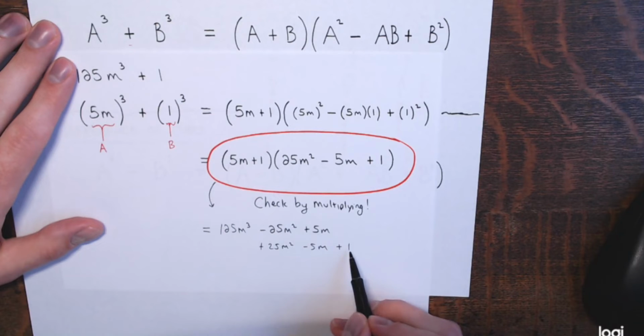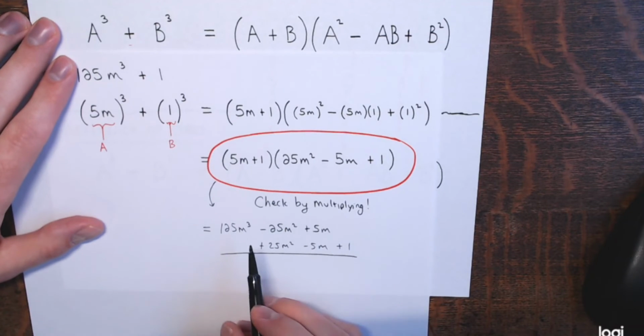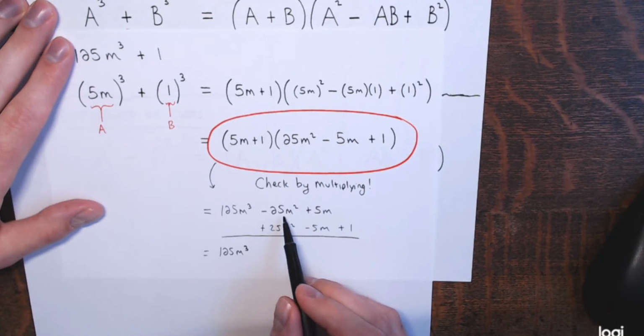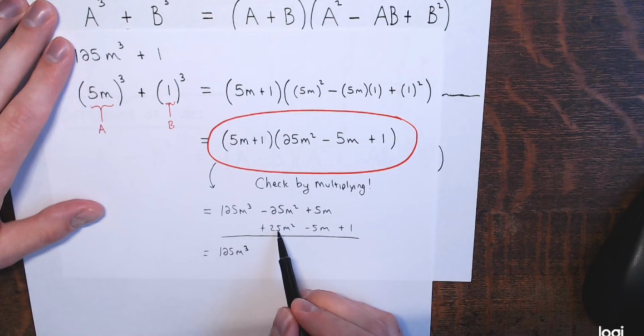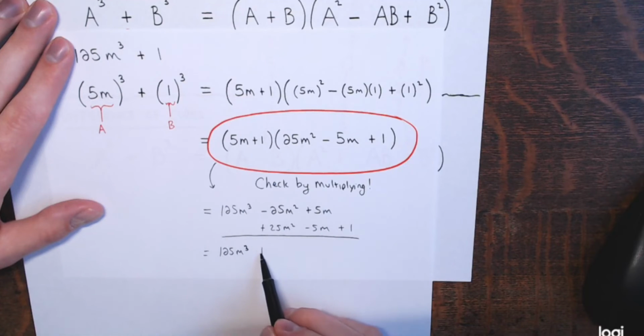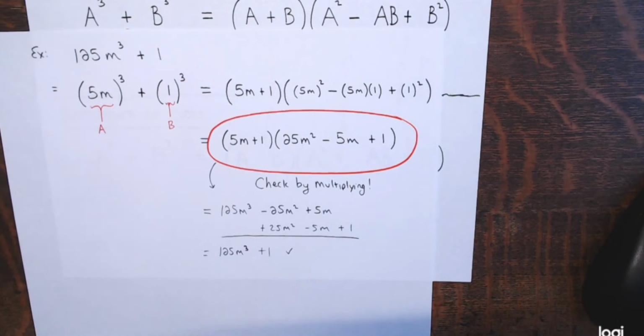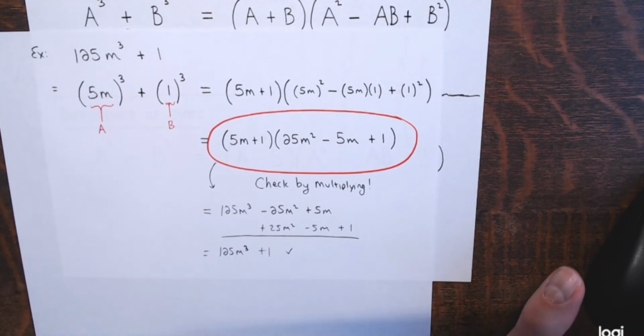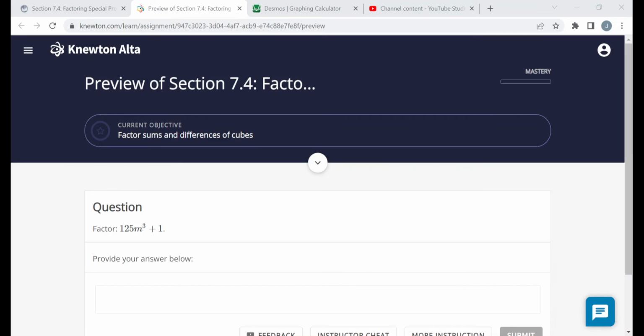And then combine like terms, we get 125m cubed. And then you see that the m squared terms cancel. Negative 25 plus 25, that's 0. And then same thing with the m to the first terms. 5m minus 5m is 0. And then I'm left with plus 1. And that's exactly what I started with, 125m cubed plus 1. So this is the proper factorization. This is the correct factorization of that polynomial.